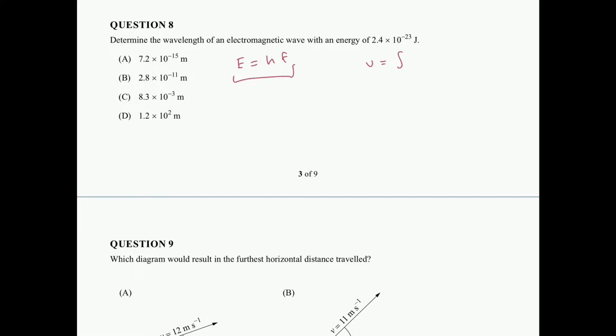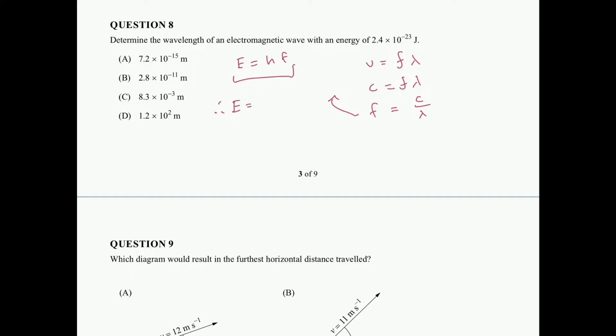Velocity is equal to frequency multiplied by wavelength. We can rearrange this or substitute in the speed of light, c, which is 3 times 10 to the power of 8, is equal to frequency multiplied by wavelength. Therefore, frequency is going to be equal to the speed of light divided by wavelength. And now we can substitute that back up into our other formula.